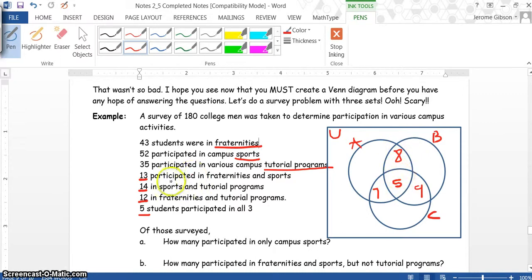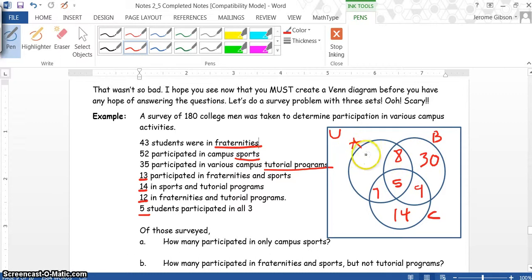Now we go here. It says 35 participated in various campus tutorial programs. So we look here at the tutorial programs. Remember, the tutorial programs is C. So we look at everything contained in C, and it must equal 35. So 9 plus 5 is 14, plus 7 is 21, which would make 14 be left over. So all of these together would equal 35. Now we go here, 52 participated in campus sports, which is B. So we have 8 and 5 is 13, plus 9 is 22. So then that would make this 30.